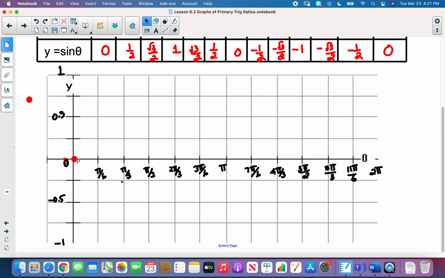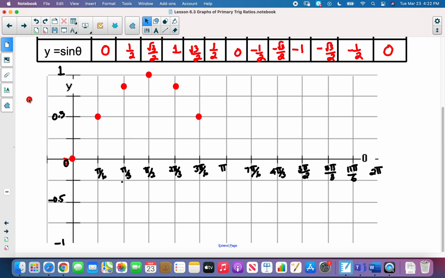Sine 0 is 0. Sine pi over 6 is half. Sine pi over 3 is √3 over 2, which will be somewhere there. Sine pi over 2 is 1. Sine 2 pi over 3 is again √3 over 2. Sine 5 pi over 6 is again half. You can see the value I've got to here.